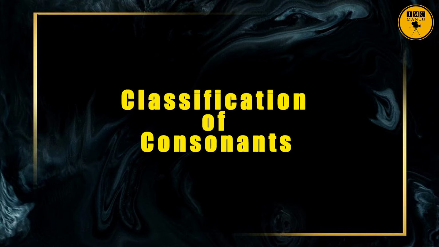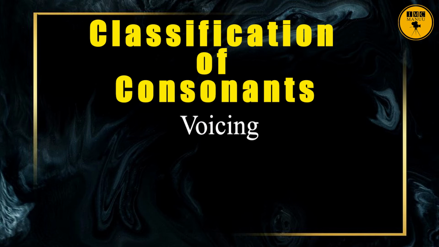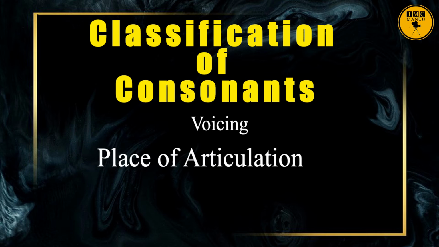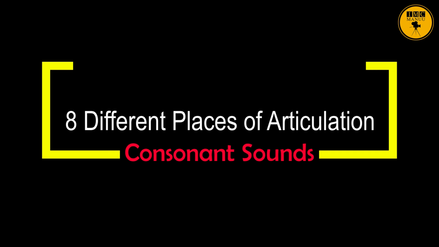In the last lesson, I told you how in the classification of consonants, we have voicing, we have place of articulation, and we have manner of articulation. Place of articulation also means the point of articulation. It is the point at which the particular consonant sound is created, uttered, or articulated. There are 8 different places of articulation of the consonant sounds. We shall take up each one of them one after the other now.